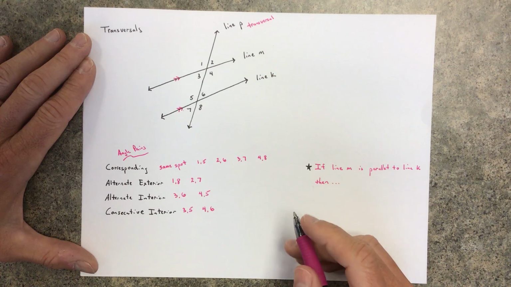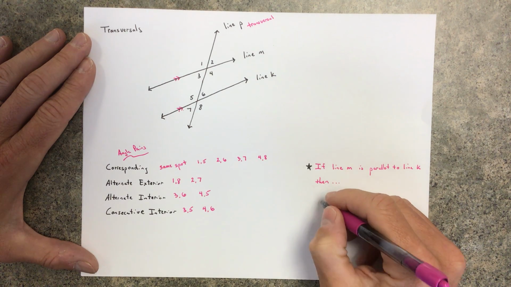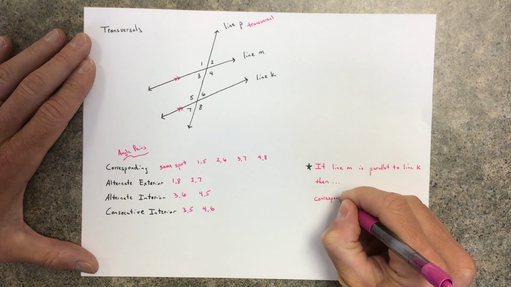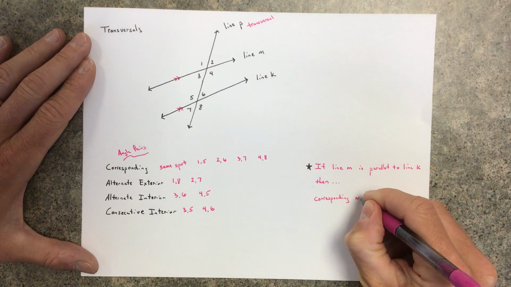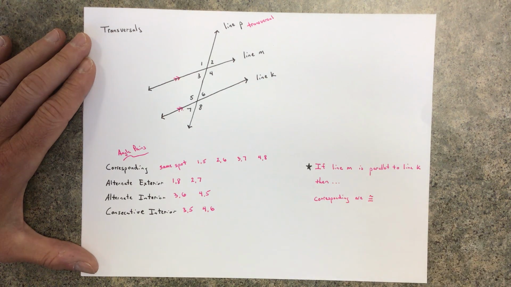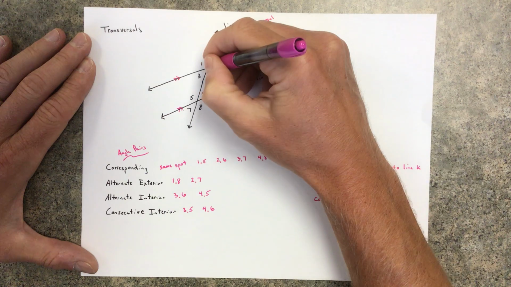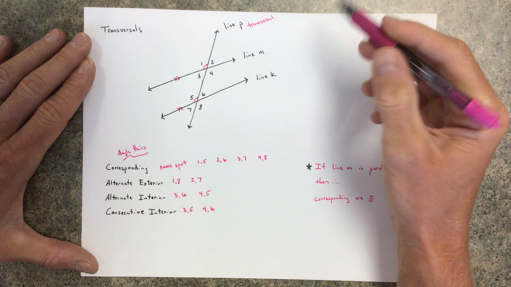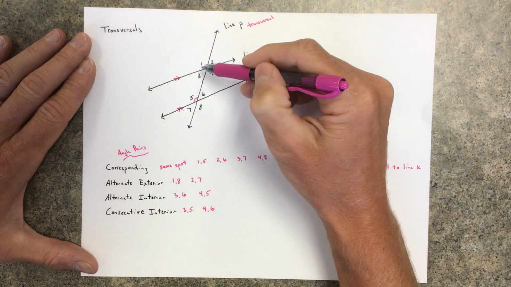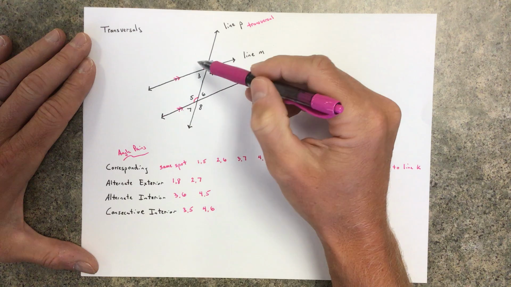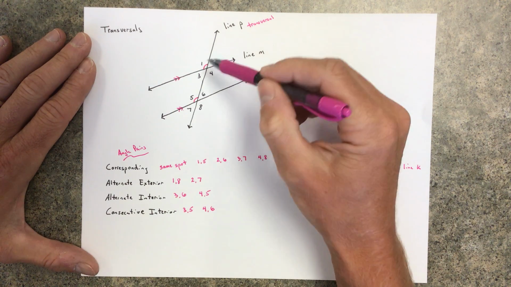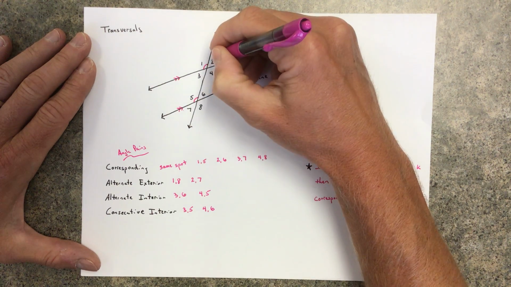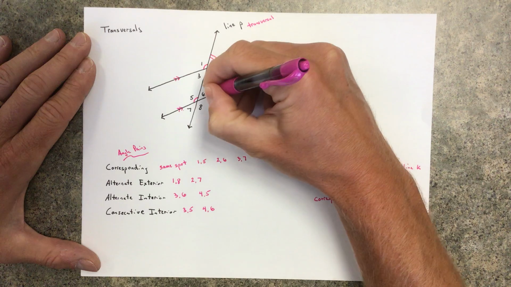Then we can talk about how corresponding angles are actually congruent. Corresponding angles are congruent. What I'm saying is that angle 1 is congruent to angle 5. But I'm also saying, and this should make sense, if angle 1 and angle 5 are the same, and angle 1 and angle 2 make a linear pair, and angle 5 and angle 6 make a linear pair, then doesn't it make sense that 2 and 6 also have to be the same?